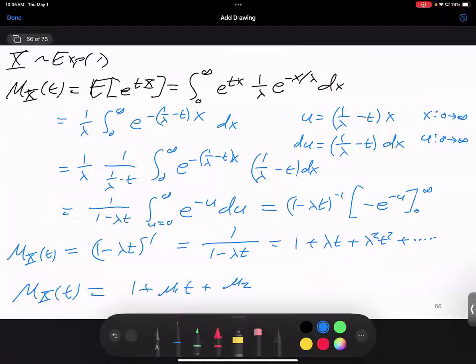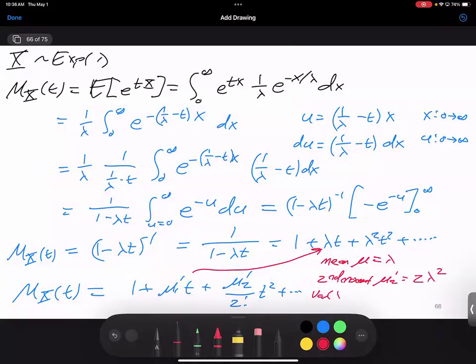I did guess correct. Okay, so I didn't write a prime here because the first moment is really the same as the mean, but I'll put a prime here. The second moment prime, so the second moment over 2 factorial t squared plus dot, dot, dot. So looking at this, what's the mean? The mean mu is lambda. The second moment, mu2 prime equals what? So I'm sorry, equals 2 lambda squared.